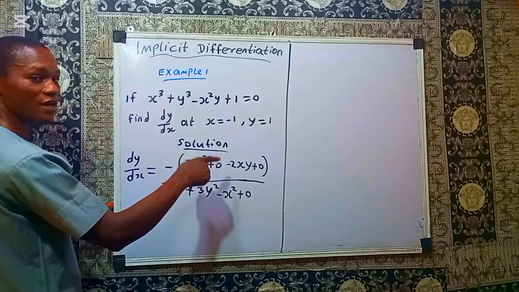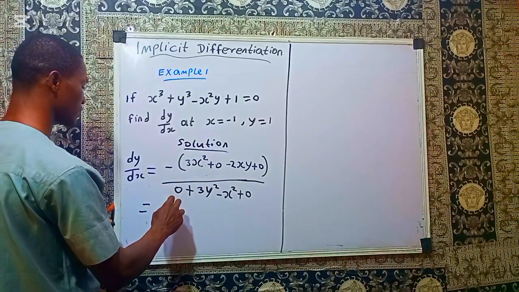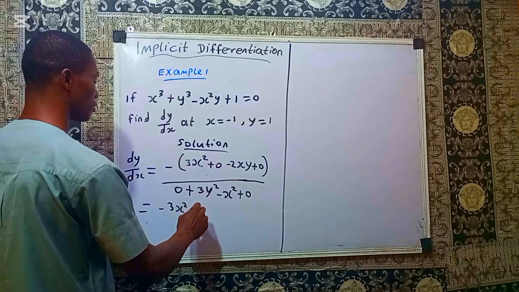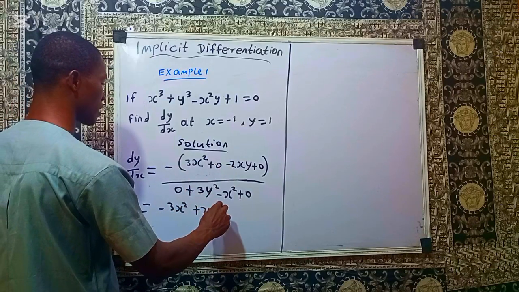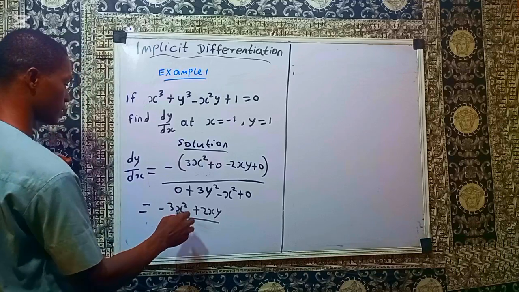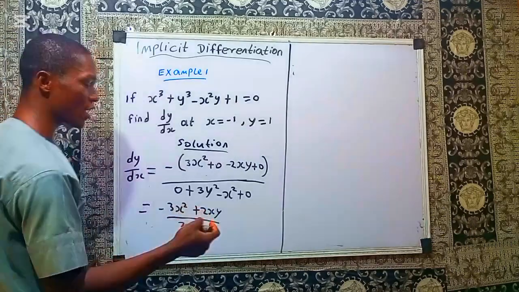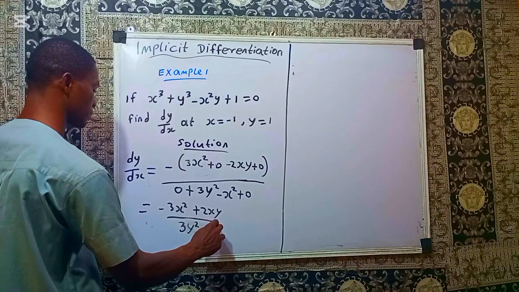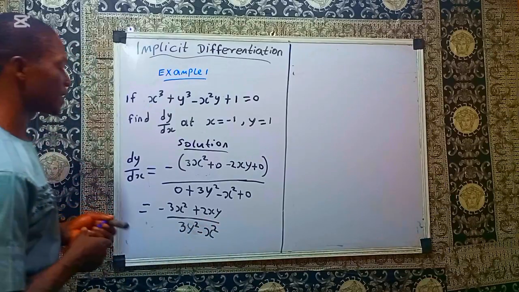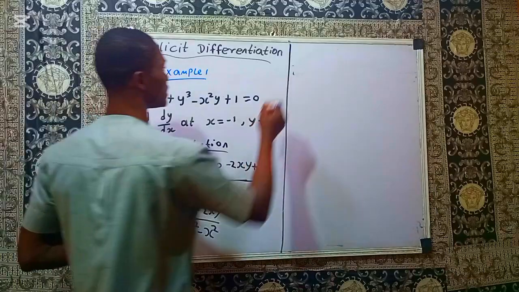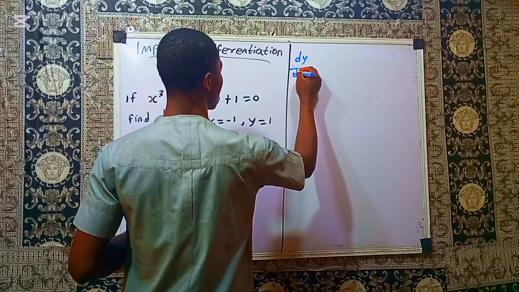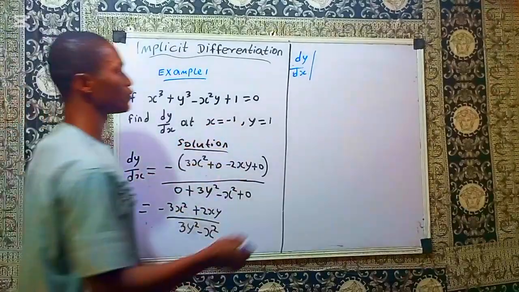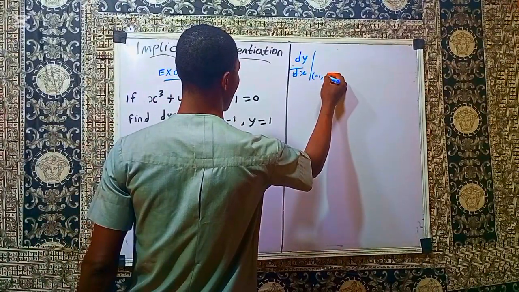So this gives us, if I open this bracket with minus, I have minus 3x raised to power 2. Then minus will be plus 2xy. So what we'll have down here is 3y raised to power 2 minus x squared. Then now we are going to find the derivative of y with respect to x at the given point. x is minus 1, y is 1.